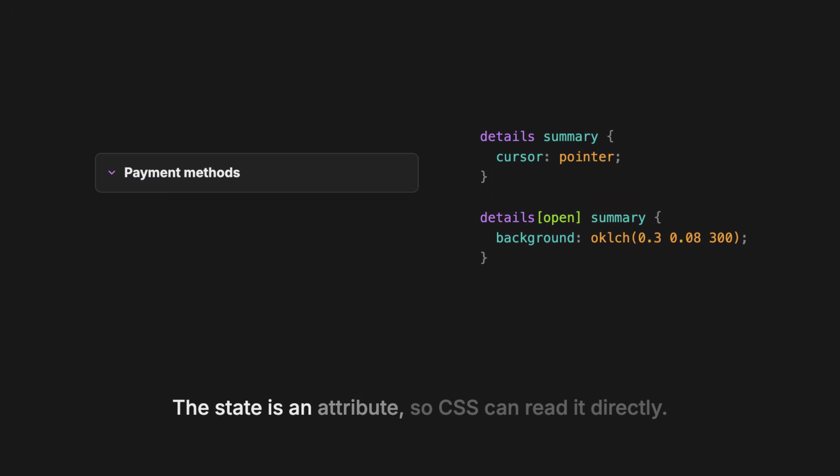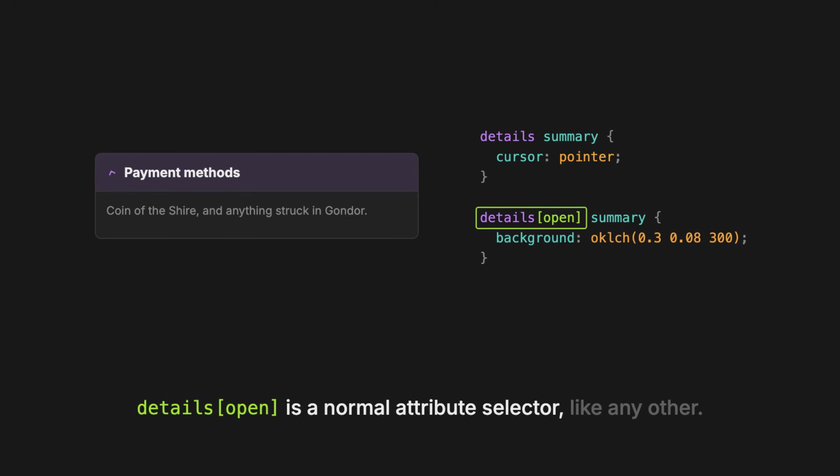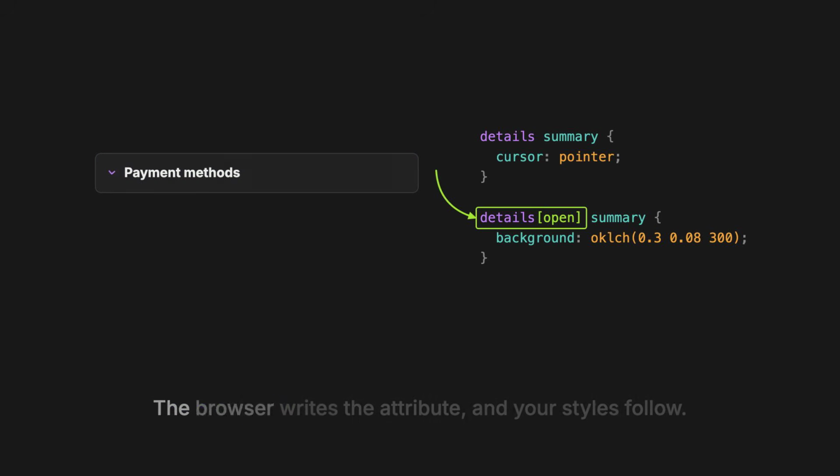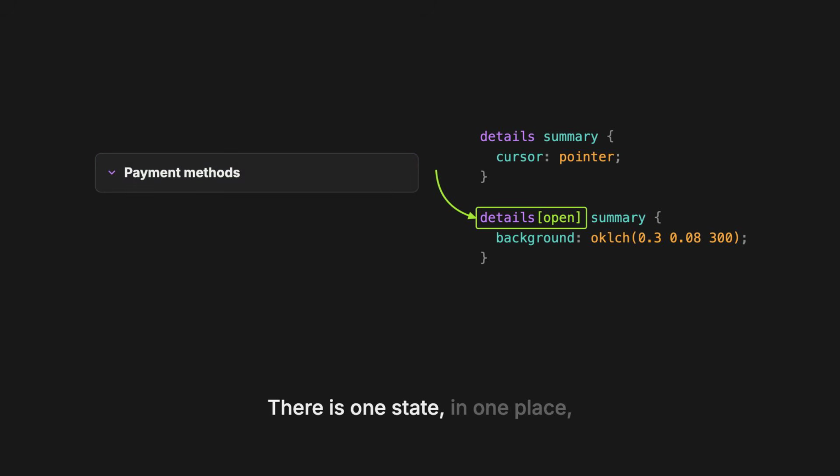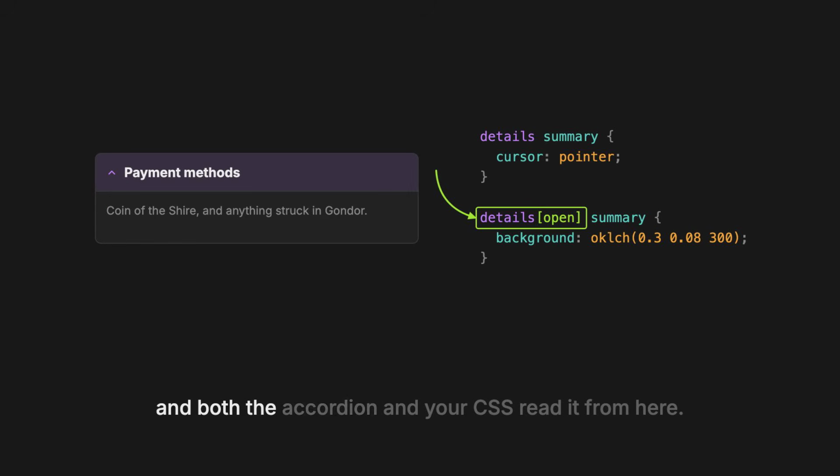The state is an attribute, so CSS can read it directly. details[open] is a normal attribute selector, like any other. The browser writes the attribute, and your styles follow. There is one state in one place, and both the accordion and your CSS read it from here.